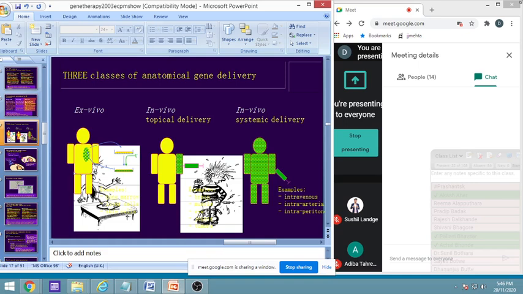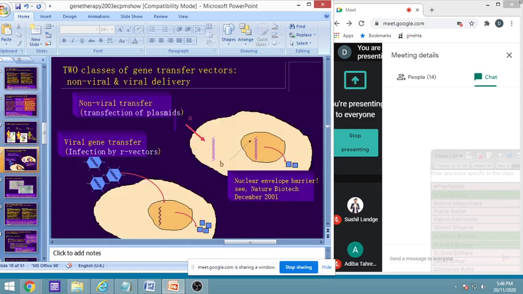So there are three classes of gene delivery. We call them ex vivo, that is outside the body, in vivo topical, inside the body, and another is in vivo systemic delivery. So ex vivo means we have applied it outside, and from that it will be taken up. Then the topical one is where at a particular place we have given a subcutaneous injection, and the third one is known as systemic delivery, so that it is carried throughout the body. So these are the three things.